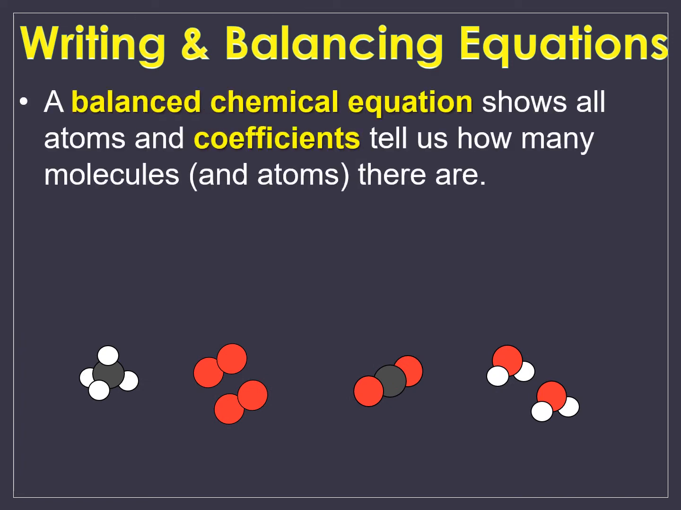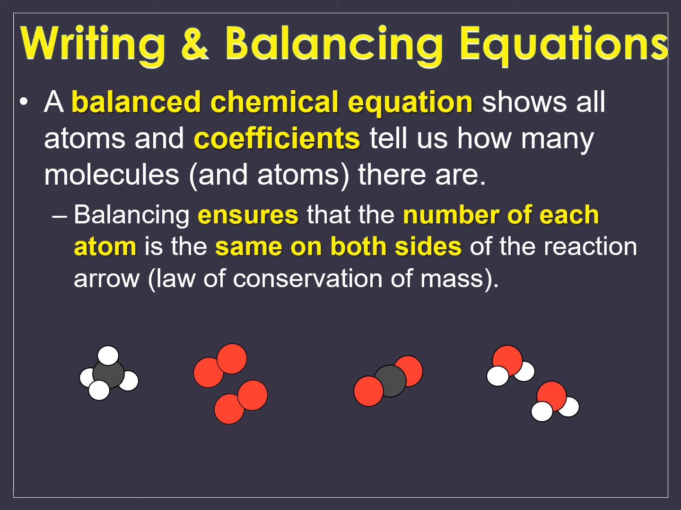In order to do that, we are going to write a balanced chemical equation. It shows all atoms and coefficients, remember those are the big numbers in front, to tell us how many molecules and atoms there are. Balancing ensures that the number of each atom is the same on both sides of the reaction and that it obeys the law of conservation of matter. So if I take my same equation, that skeleton equation from before, and I add the coefficients of 2 in front of the oxygen and a 2 in front of the water, now I can keep a tally.